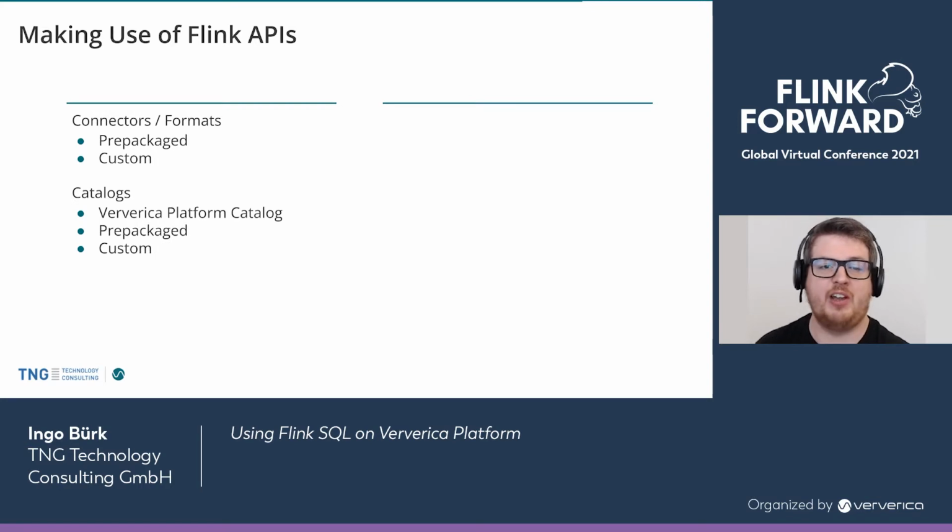Catalogs sit one level higher than that. They act as a persistence layer for objects like tables and functions. For example, the JDBC catalog exposes a traditional database as a Flink catalog, where each table is backed by the JDBC connector. The default catalog in Flink is a simple in-memory catalog. In Ververica Platform, however, we set the default to our own persistent built-in catalog. The built-in catalog allows multiple users to collaborate by giving them a consistent view, and we'll talk about that more in a second as well.